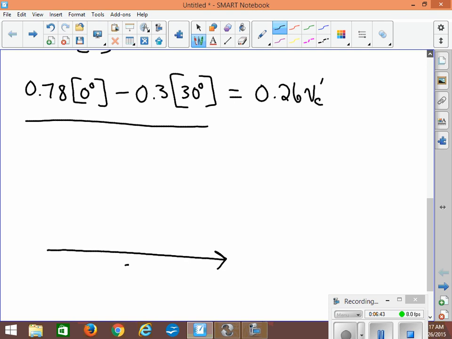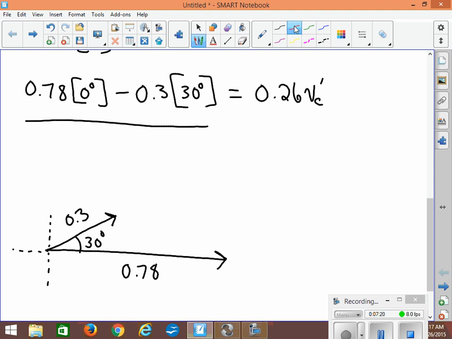and call that 0.78, and I'll just put a reference marker here to show that it's going 0 degrees. Then I'll put the other one tail to tail, but it's only 0.3, so I'm going to put it maybe about half that. So there's 0.3, tail to tail, and because it's at a 30-degree angle, I know that I have 30 degrees inside here. So that's sort of my vector subtraction, which helps me figure out the left side of this equation.